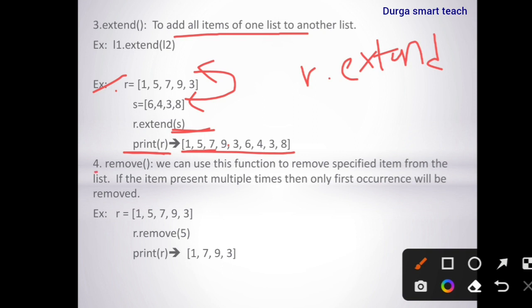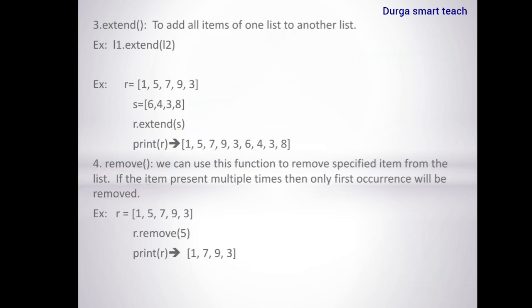Next one is remove. Remove is also a method which is used to remove a specified item from the list. If you want to delete one specified item from the list, you can use remove. If the item is present multiple times, then only the first occurrence will be removed. So here the list contains 1, 5, 7, 9, 3. I want to delete 5. After removing, 1, 7, 9, 3. In this way you can remove a specified element.